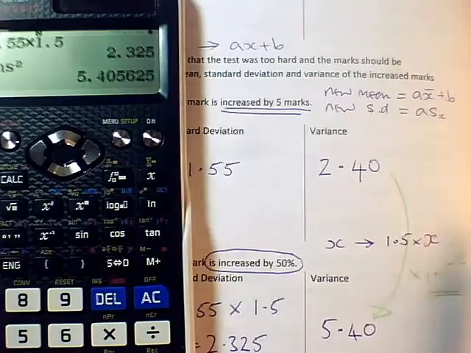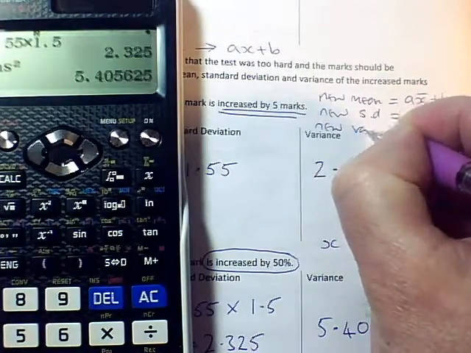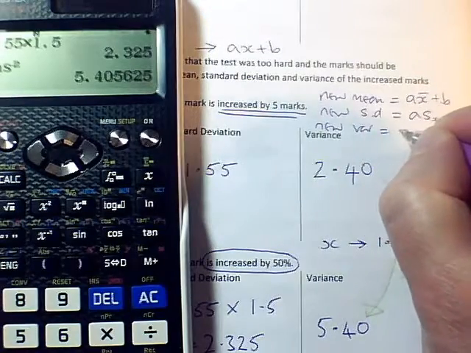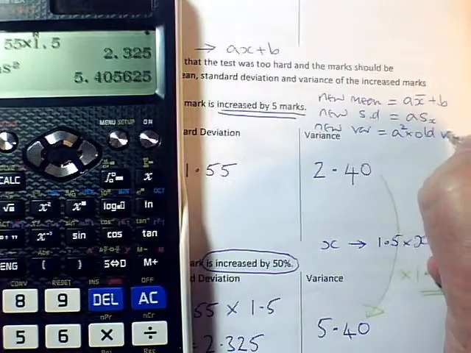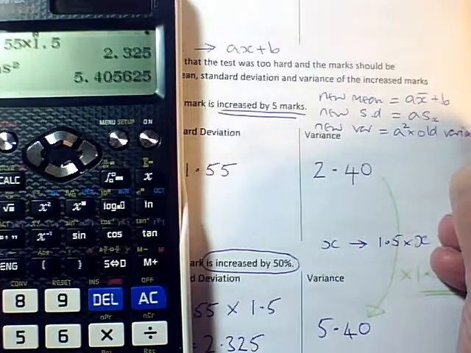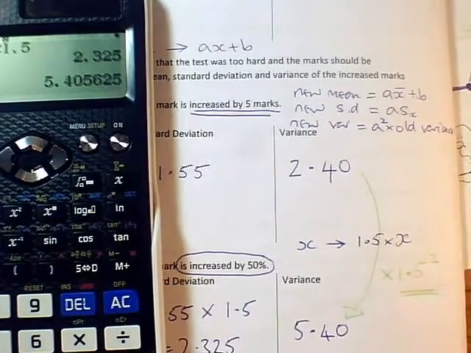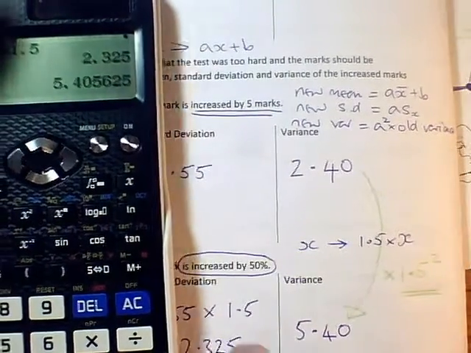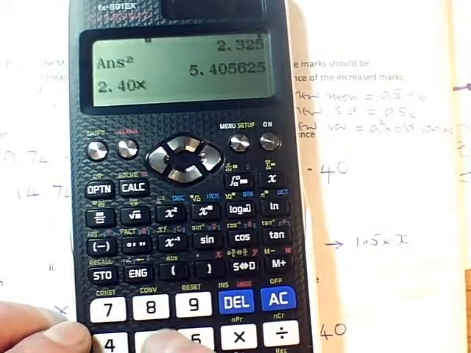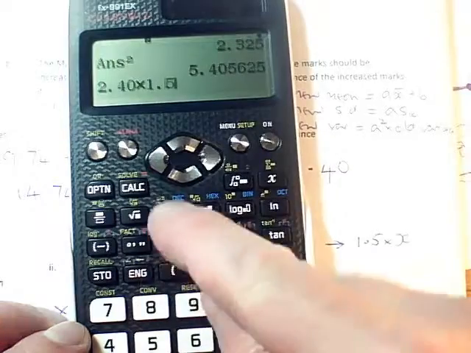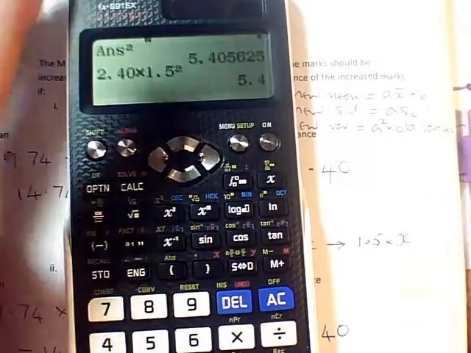Hope that makes sense. So I could actually put an extra rule up here that the new variance is a squared times the old variance. So if you're multiplying the data by a, the variance gets multiplied by a squared. So it's just to check our 5.4 figure that way. If I do the 2.40 and I multiply by 1.5 squared, I should get 5.4, and so I do.